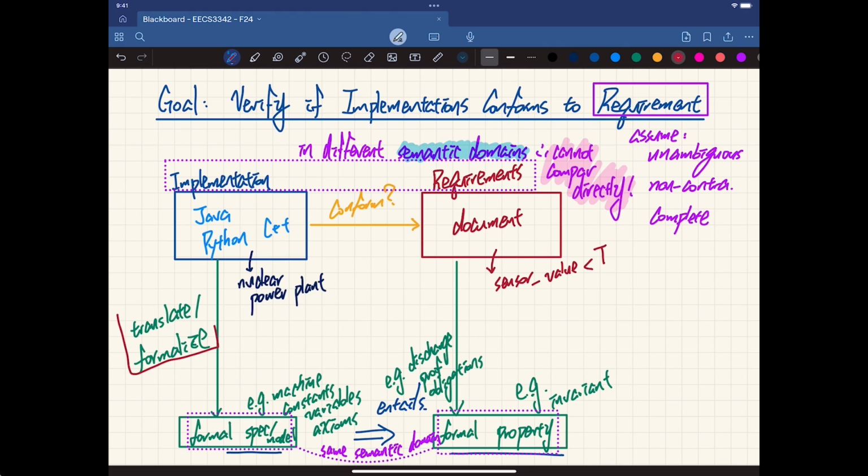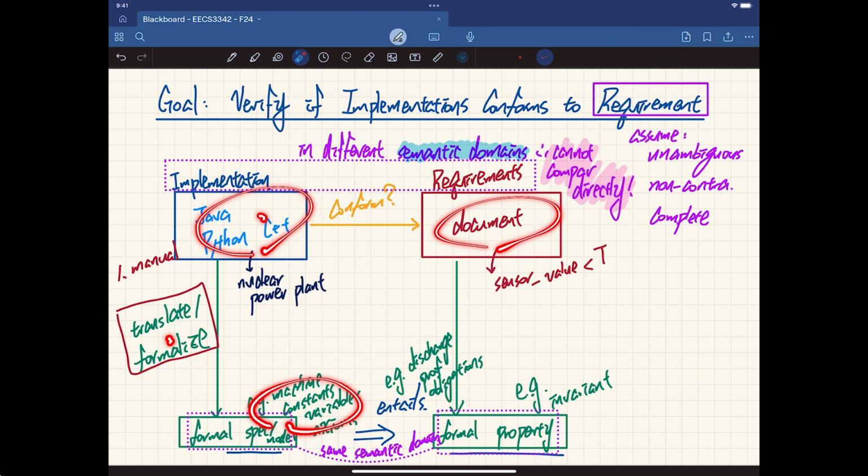To translate or to formalize, right? Either you can go just for manual translation. You want to find somebody who's very smart and very good in math to look at both the Java implementation and the documents over here and translate them into some, let's say, Event-B, manually. However, it's not a very good engineering practice.